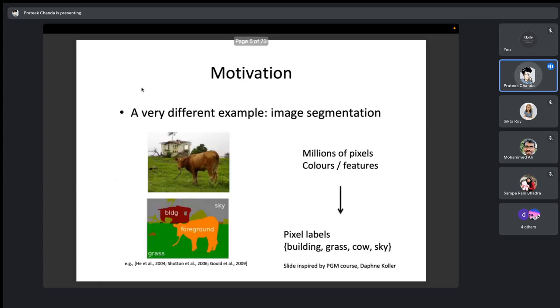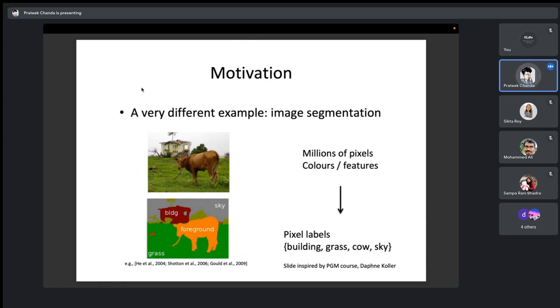The other example is in image segmentation, for computer vision tasks. Let's say you have millions of pixels or color features. For example, you have an image like this, and you want to assign labels to the different objects here. The cow has a label as foreground. The background building has a label BLDG, short for building, and you have sky as a label, and grass also. So how can you assign these labels?